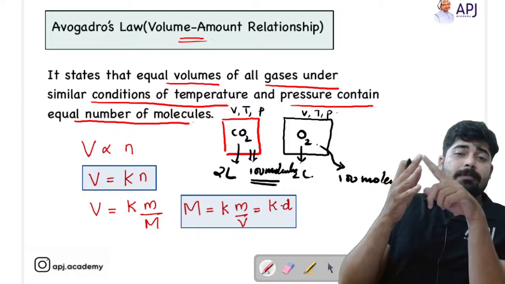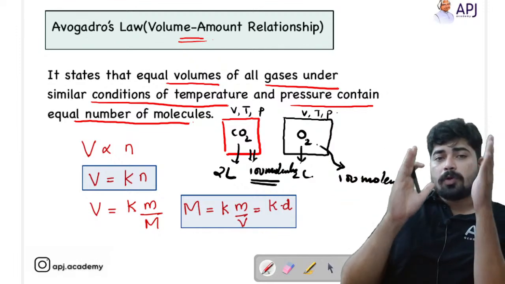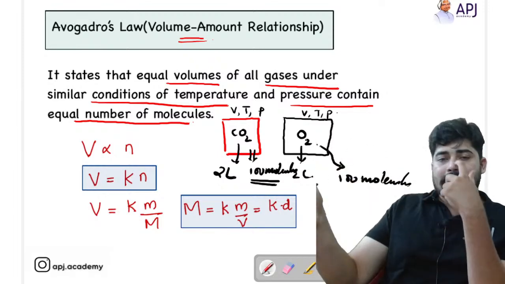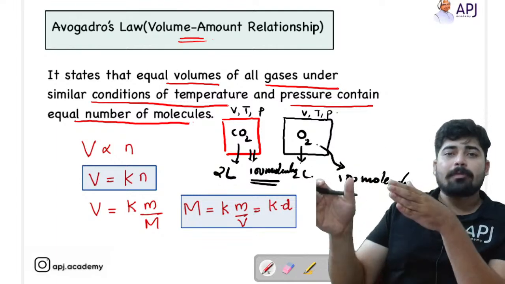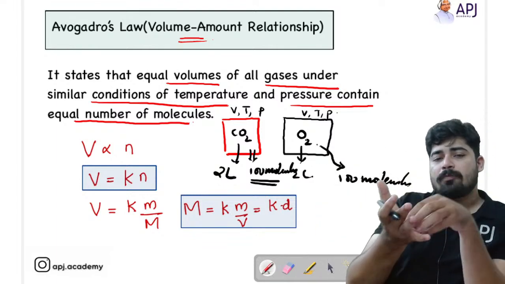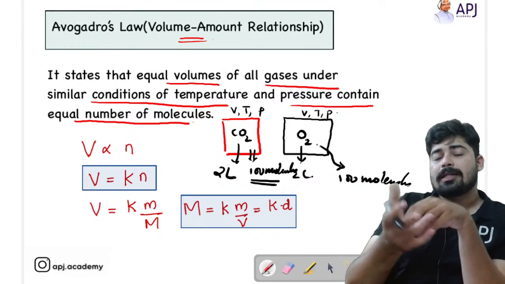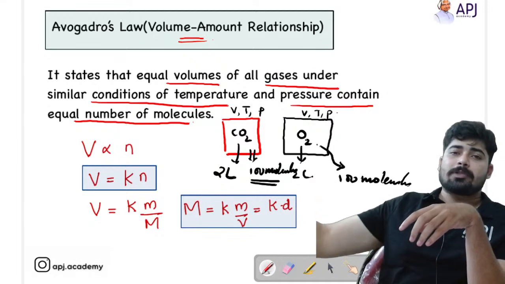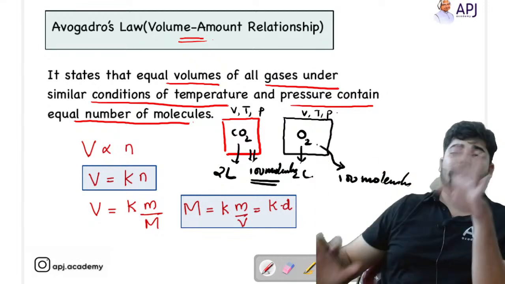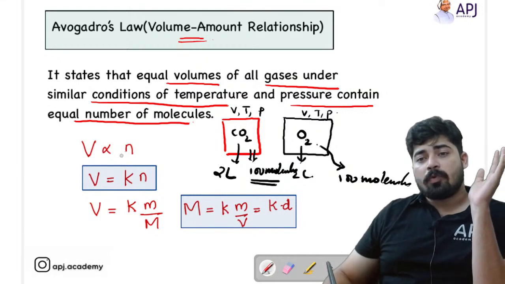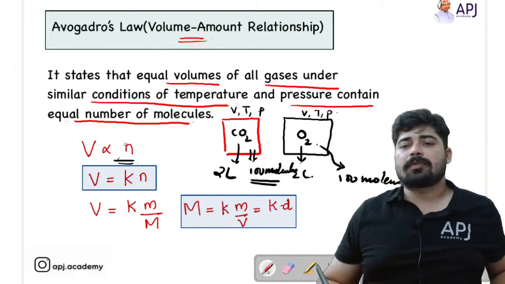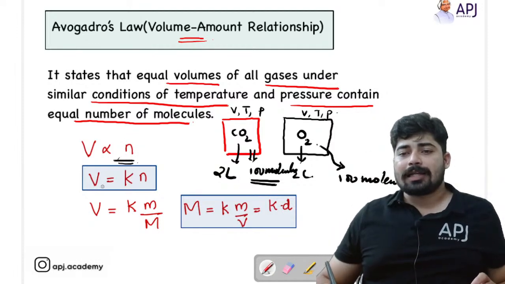If volume, temperature and pressure are constant, and you know the number of molecules or moles of a particular gas, then that will be equal to the number of molecules or moles of the other gas which is at the same volume, temperature and pressure condition. Okay, that means volume is directly proportional to the number of moles. If you increase the number of moles, the volume of the gas also increases, and we can write this relation as volume is equal to K into N.